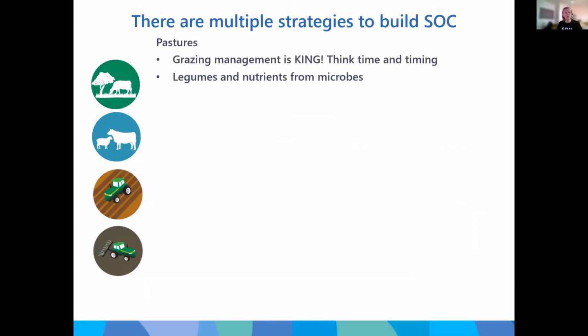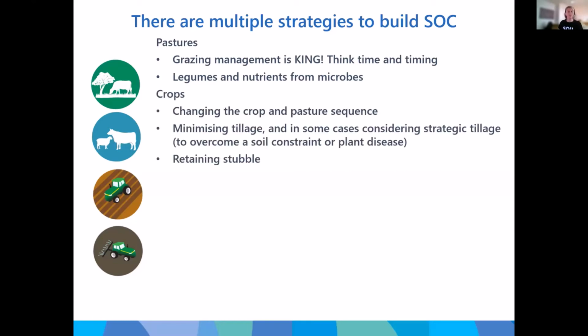So there's multiple strategies to build soil organic carbon. There's nothing spooky or weird about it. A lot of them are good management practices that we've got published data on. Grazing management in pastures, I think, is king. So thinking about timing so you can maximize organic matter supply, make sure you're maximizing ground cover as well. The other thing that's really important is biological nitrogen fixation and making sure that we've got nutrients from microbes, but also for microbes, so those microbial processes.